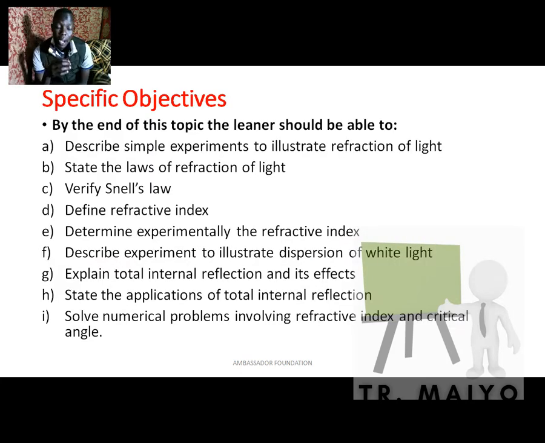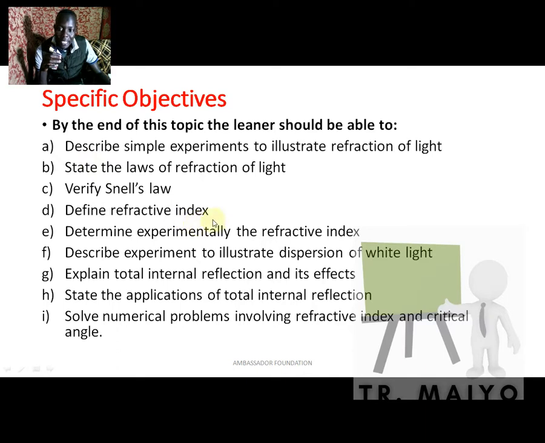Now, in each topic that we study, there must be objectives. It is you to decide whether you will meet those objectives or not. Now, look at this one. By the end of this topic, the learner should be able to describe simple experiments to illustrate refraction of light. State the laws of refraction of light, the two of them. Verify Snell's law experimentally.